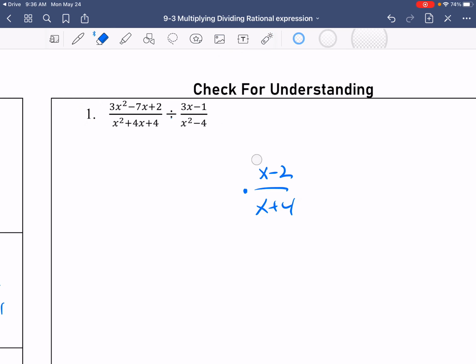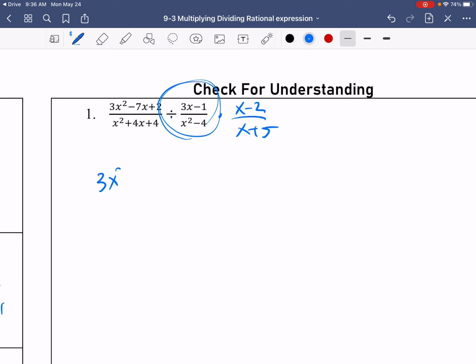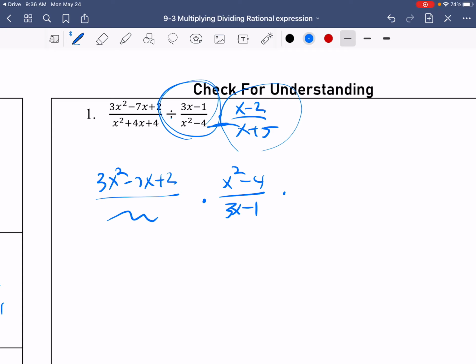Let's say you have this one multiplied by x minus 2, x plus 5, something like that. Then what you have to do is simple. You only flip this one, like this. Times x squared minus 4, 3x minus 1, times this one. You don't flip it because it's multiplication, so you just write it as it is. So that's how you do it. If it was division, then you have to flip this one as well.